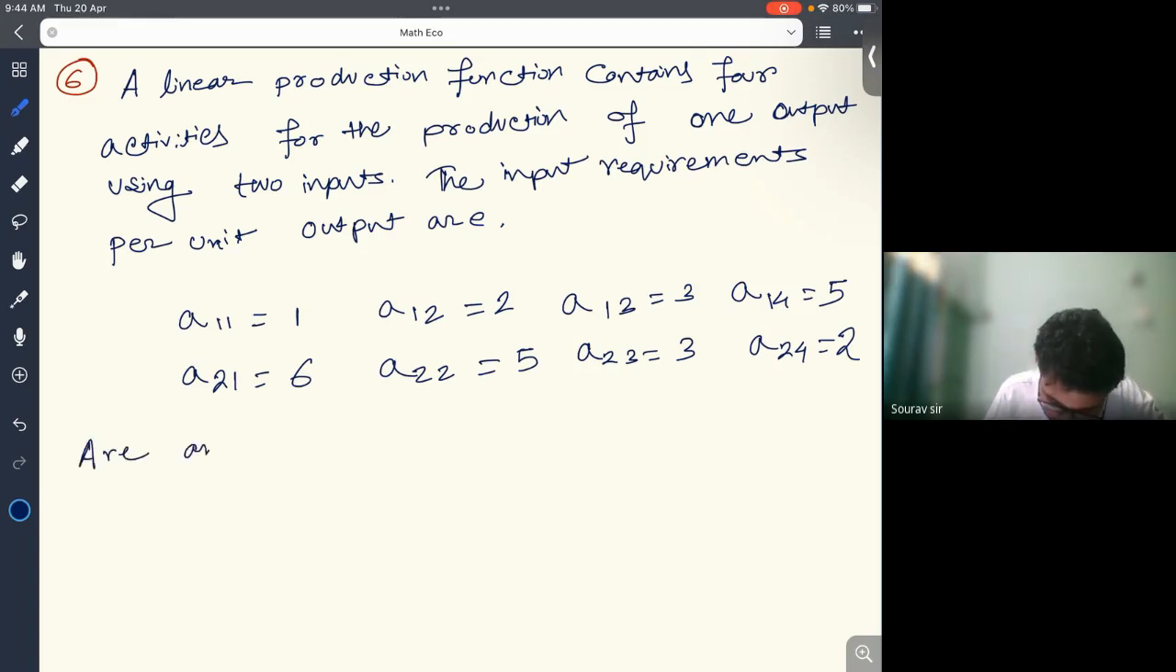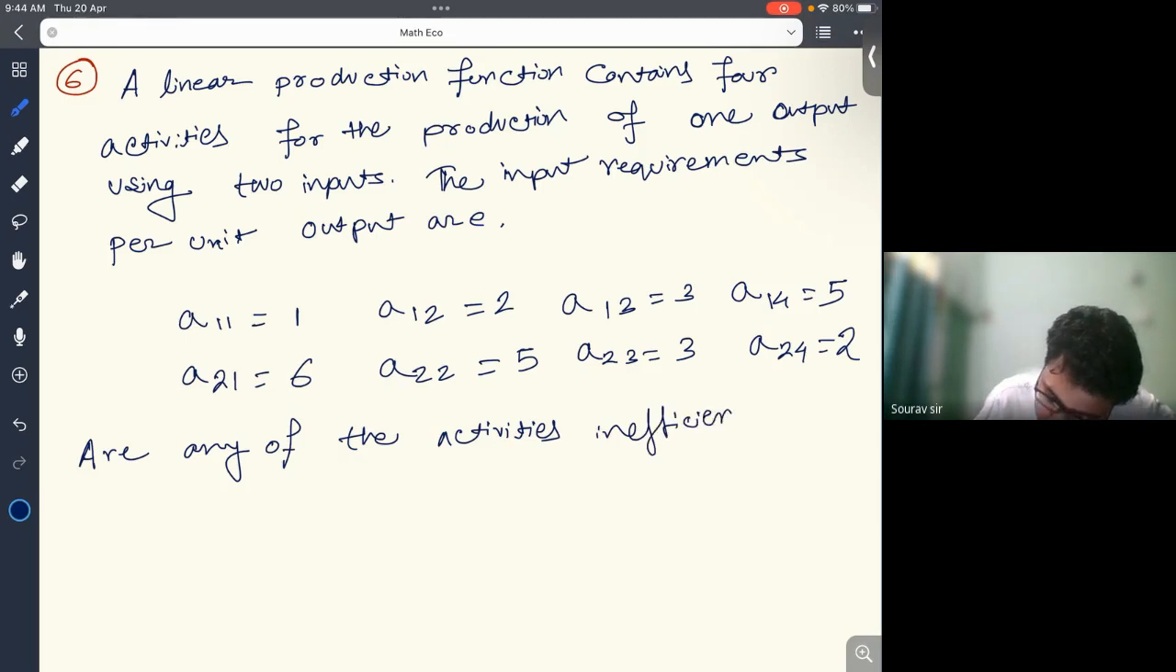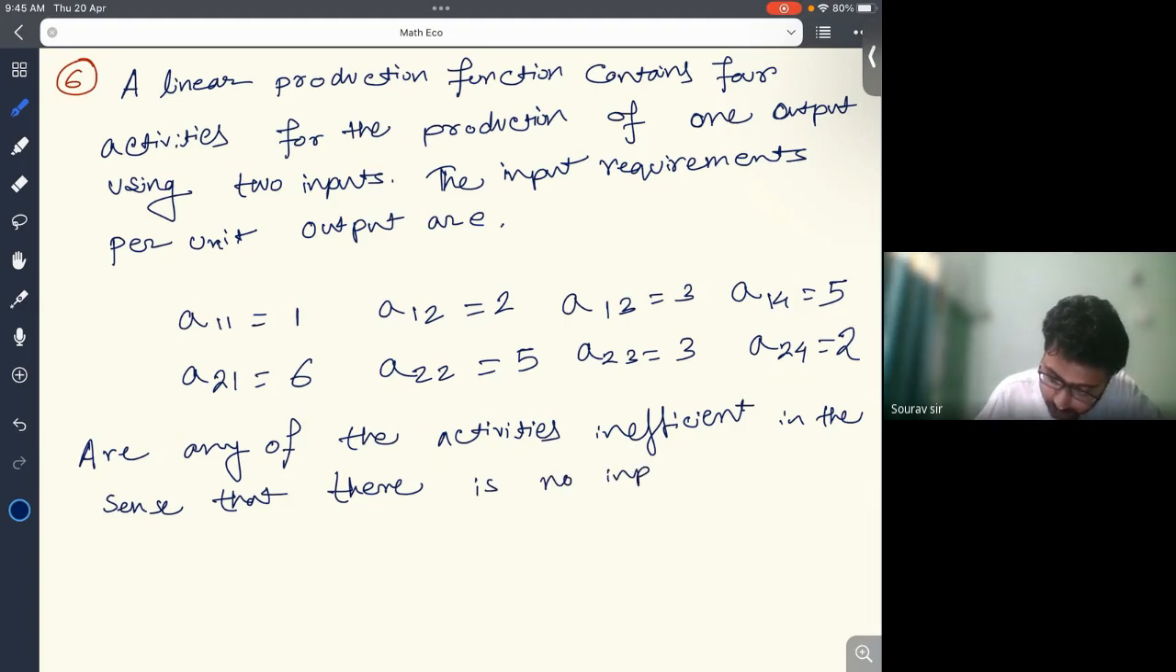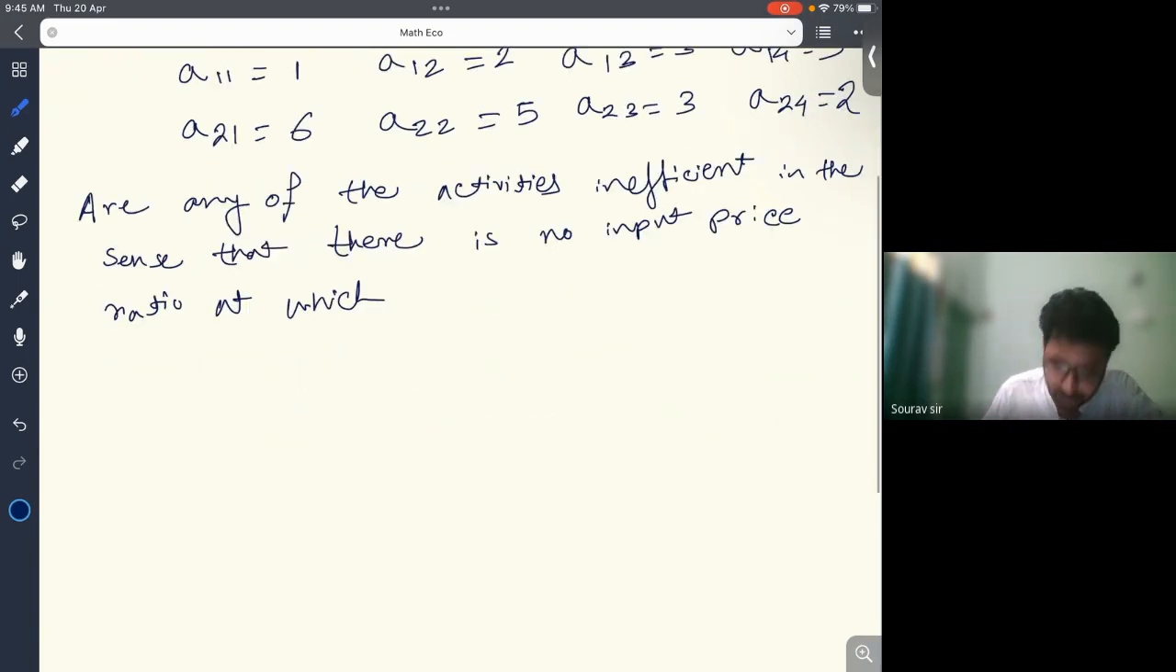are any of the activities inefficient in the sense that there is no input price ratio at which they would be used. So this is the question statement.